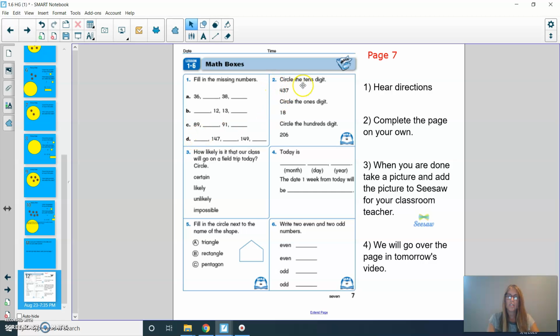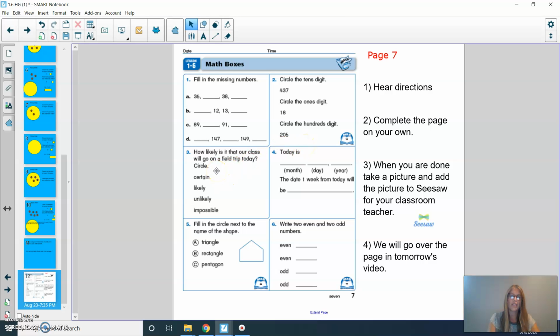For question number 2, you need to circle the tens digit in the number 437. Then in the number 18, you're going to circle the ones digit. And then in the number 206, circle the hundreds digit.